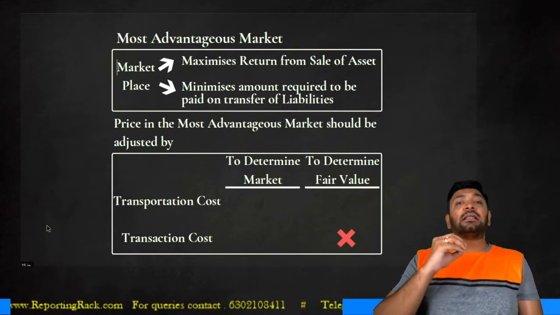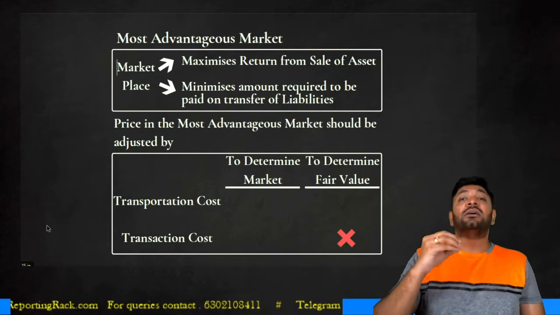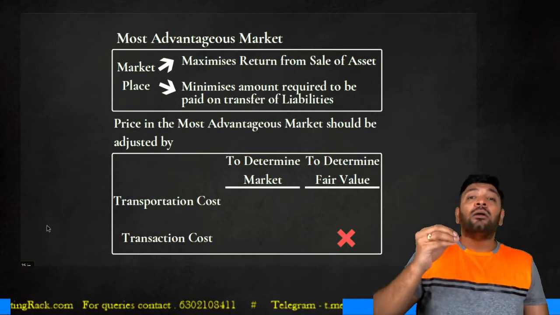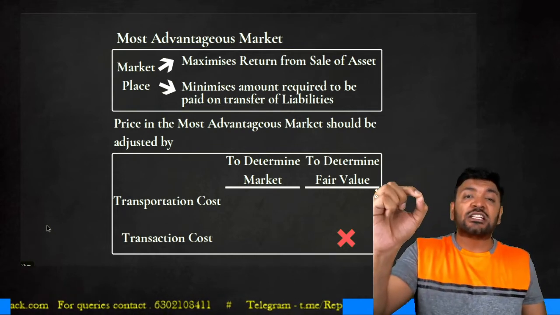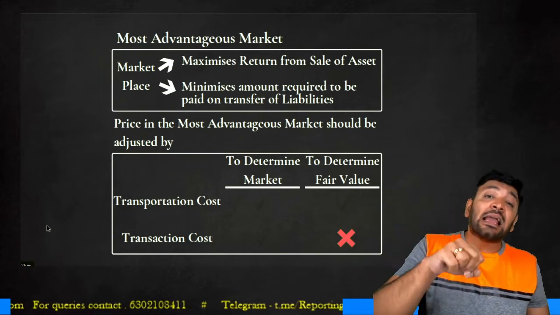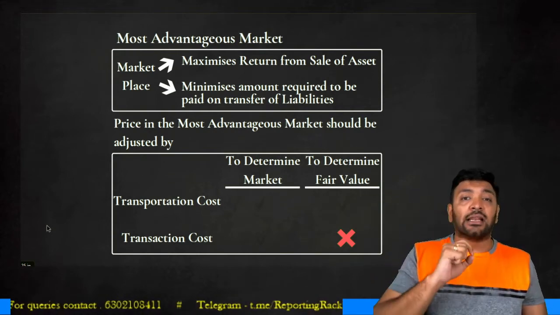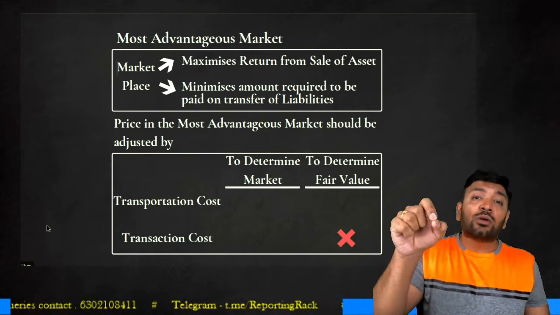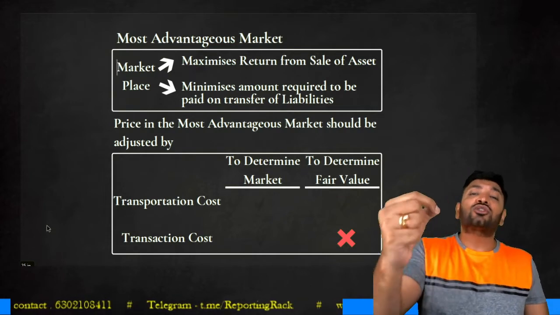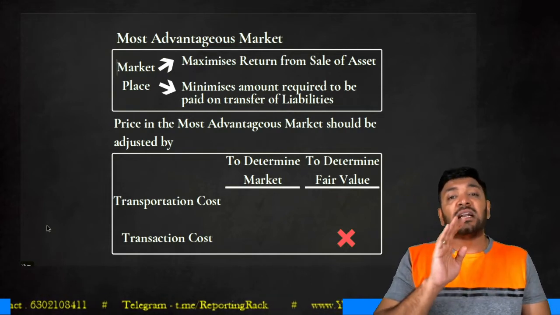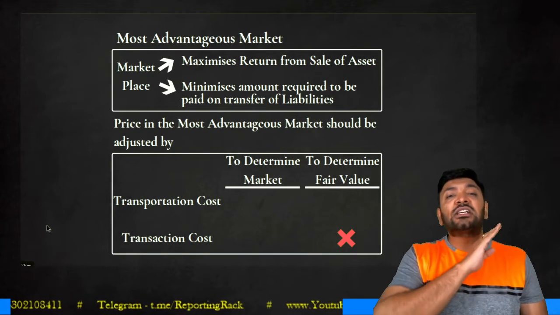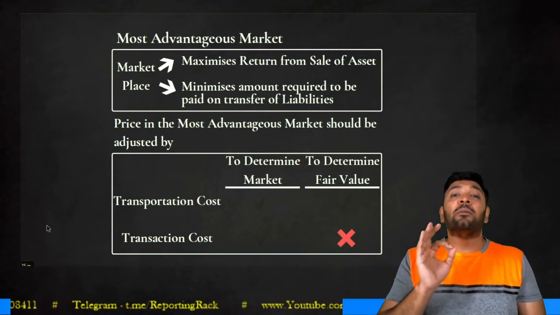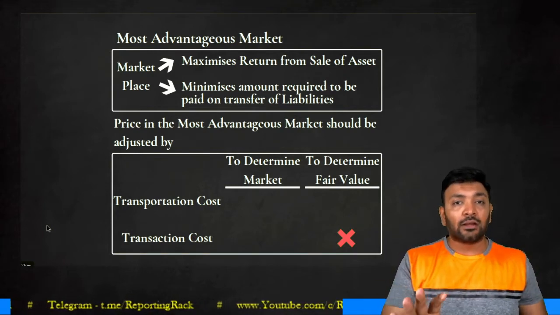If I sell it in Hyderabad, I could have sold it at 10 rupees. If I can sell it in Bangalore, then from here to Bangalore this much transportation cost will be incurred, and I can sell the product in Bangalore at a certain price. So the price at which you can sell in Bangalore minus the cost to transport the good should be considered as fair value. Transaction cost should not be eliminated in measurement of fair value. Clear?